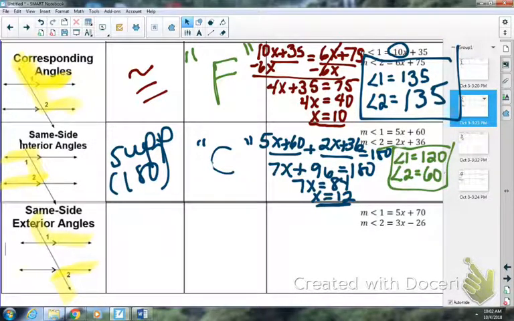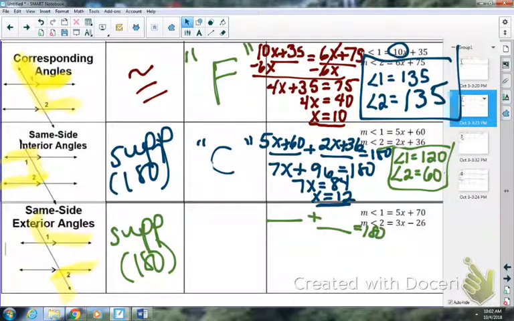But how are same side interior angles related? Remember S's, same side, they are supplementary. So if you see the S's, stick with the S's, S for supplementary. So same side exterior angles are supplementary as well. Again, that means their sum is 180 degrees. So when we write the equation, we're going to do just like we did for the other one. When I add them together, I get 180 degrees.